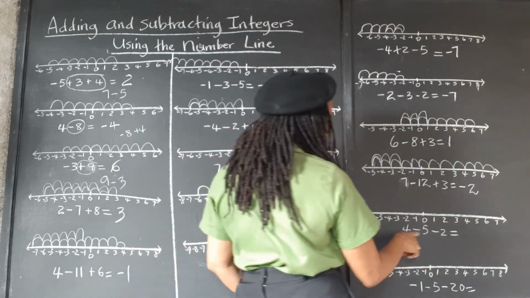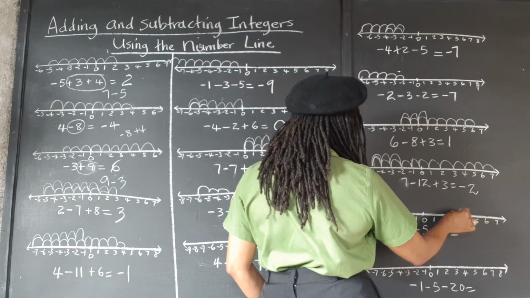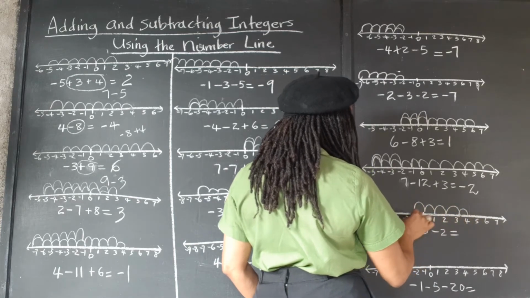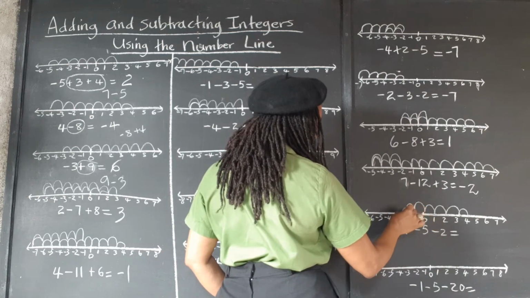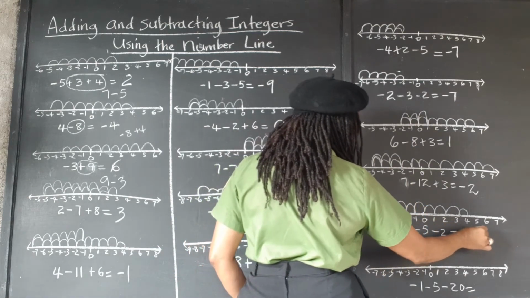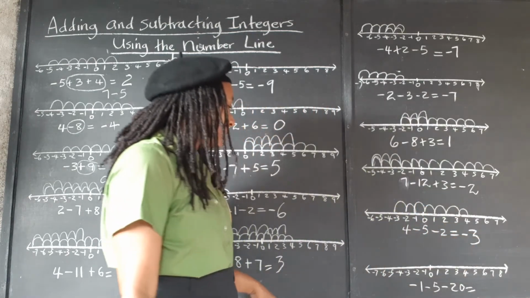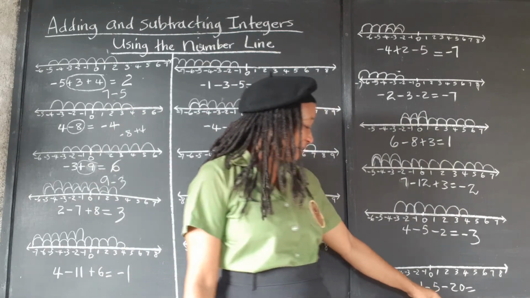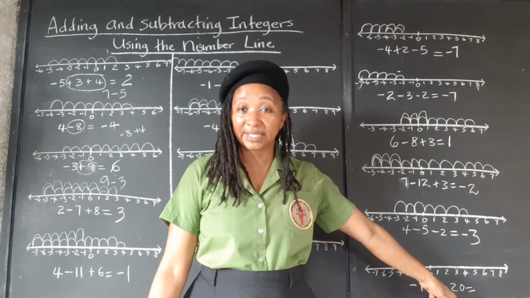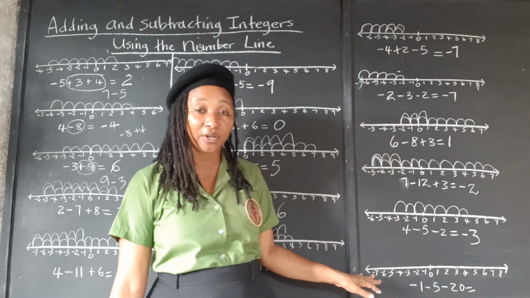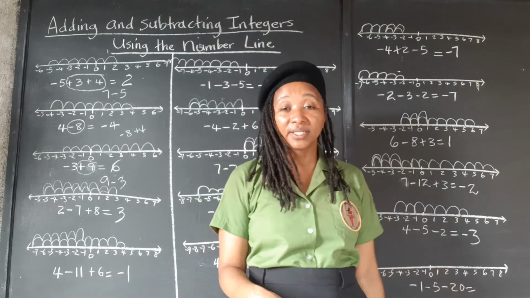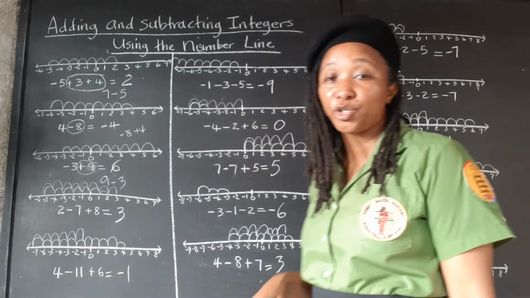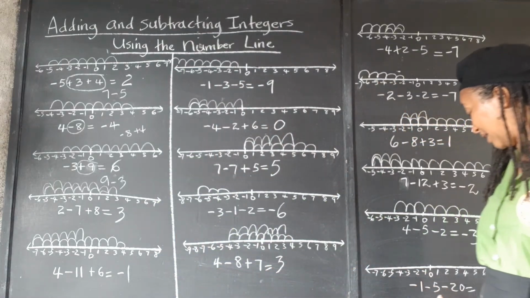Alright, positive 4 take away 5. 5 places to the left brings us to negative 1, and then negative 1 take away 2 brings us to negative 3. Negative 1 take away 5 take away 20. What's the answer? You can't do it on the number line because I can't put 20 things on my number line, but following the pattern, you should know the answer out of your head.